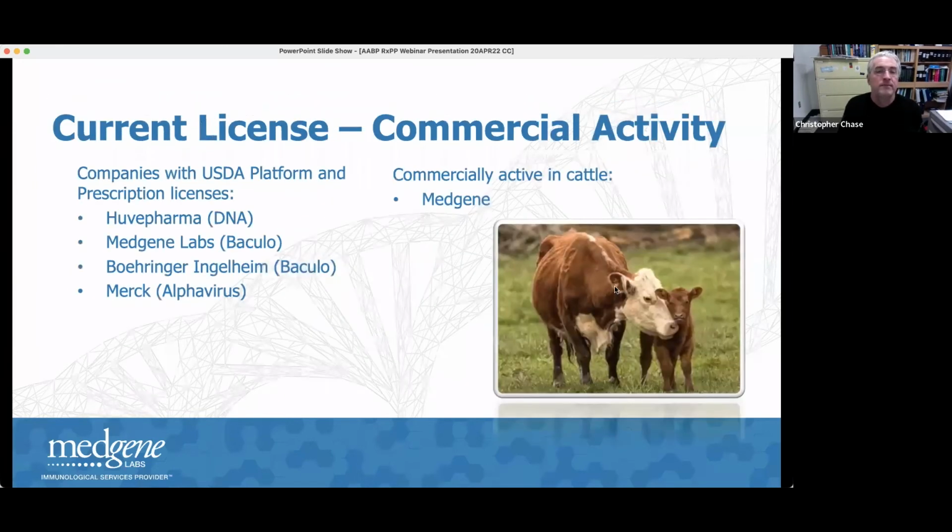So there are certainly other platform and prescription vaccine licenses out there. Hubei Pharma has a DNA vaccine. MedGene uses baculovirus. Boehringer Ingelheim has a baculovirus, and Merck has an alpha virus. And right now, the one that's commercially active in cattle has been the platform that's been developed by MedGene.